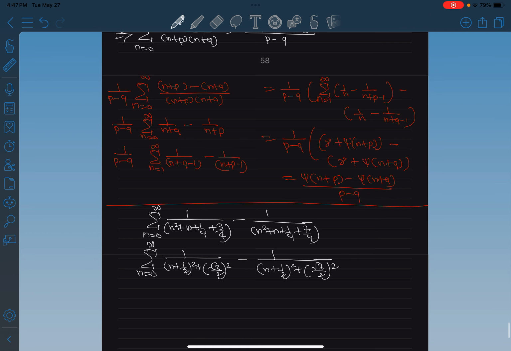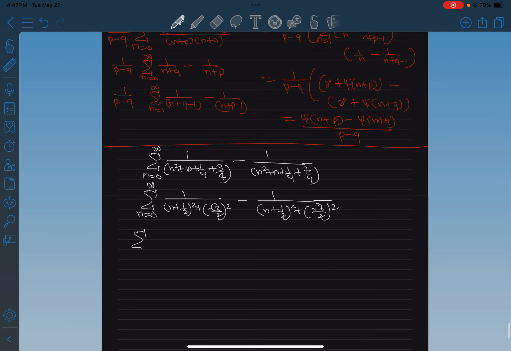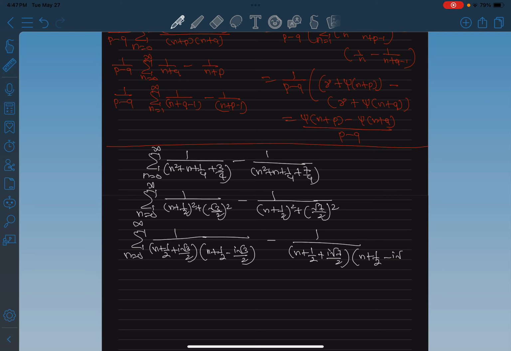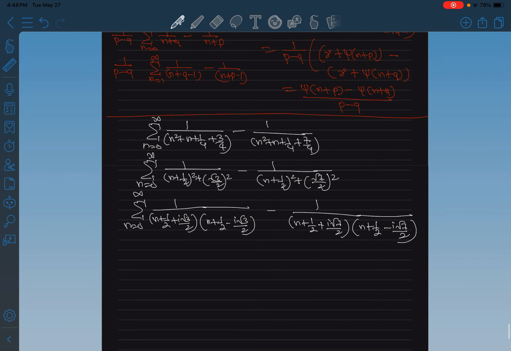Now you can use the sum of squares formula. That gives us sum from n equals 0 to infinity 1 over n plus half plus i root 3 over 2, and then n plus half minus i root 3 over 2, right? Minus we have n plus half plus i root 7 over 2, n plus half minus i root 7 over 2, right? I just use the sum of squares formula and also the fact that i squared is -1. Now after this we can use the formula we derived earlier.